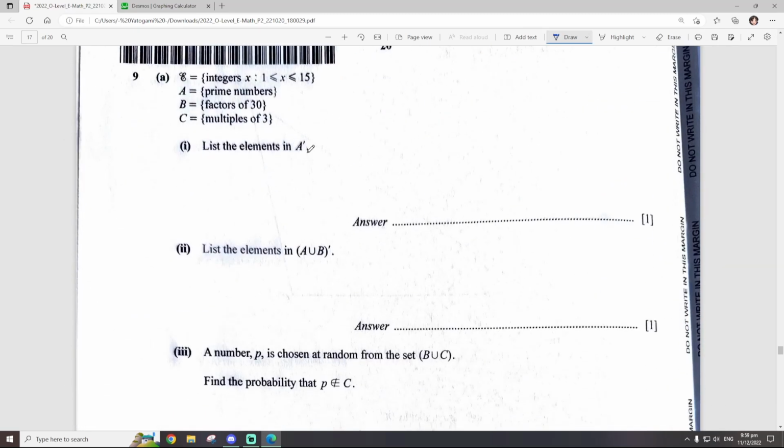Question 9. Ooh, sets. List the elements in A prime. Okay, so I hope you guys know what prime numbers are. So 1 is not a prime number, 4 is not a prime number, 6, 8, 9, 10, 12, and 14. Stop here because the universal set is only 1 to 15. List the elements in A union B prime. Okay, so De Morgan's law tells you that this is A prime intersect B prime. So this simplifies your answer because you actually have A prime already. So you just need to find out what is in B prime.